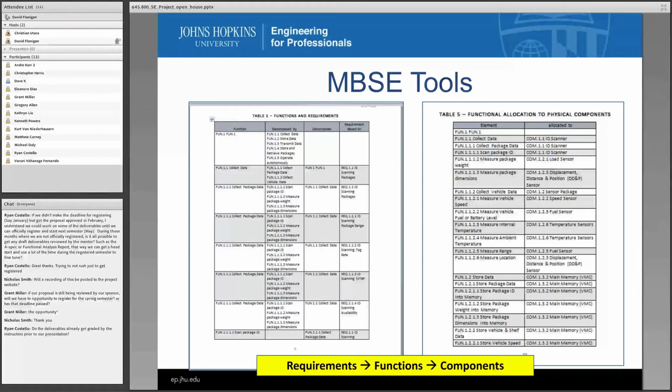So obviously you have to do all the work to be able to generate those. But that's one of the plugs that we have in terms of MBSE tools for that.